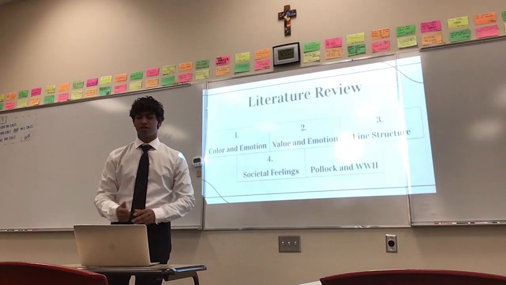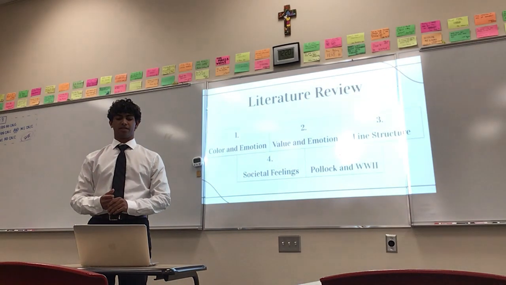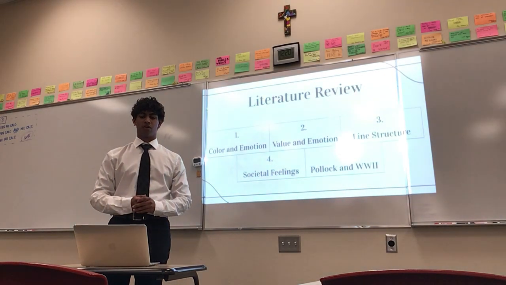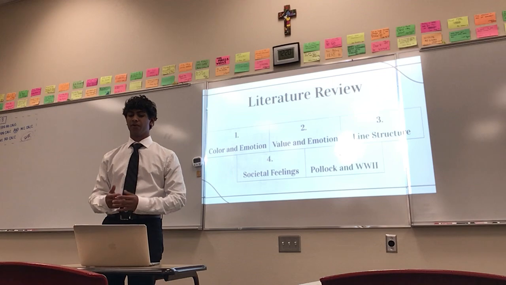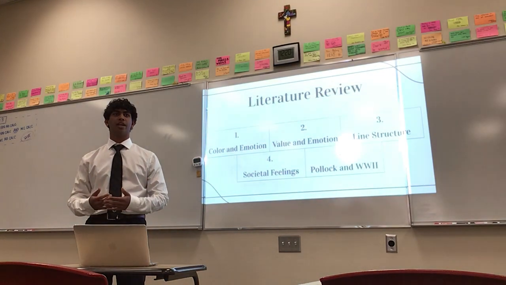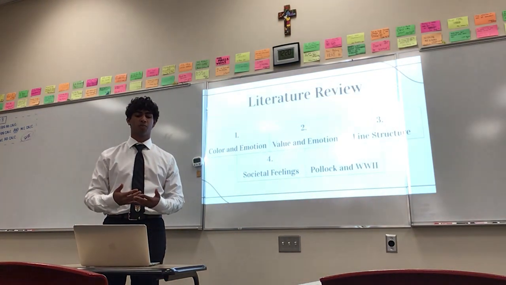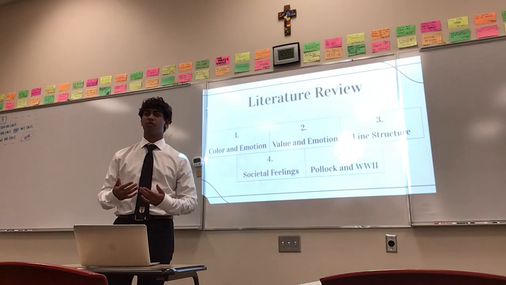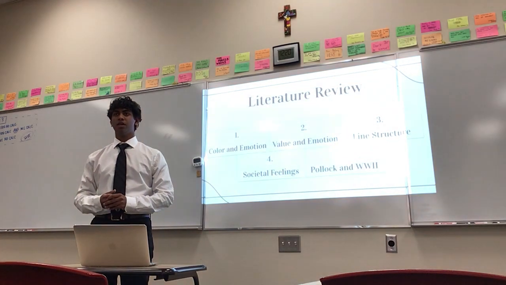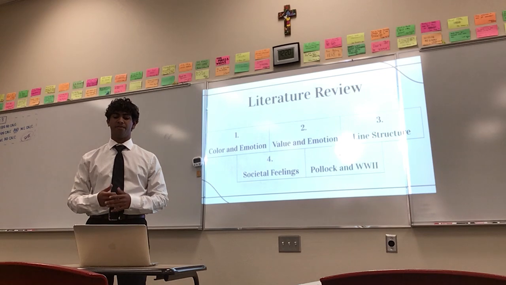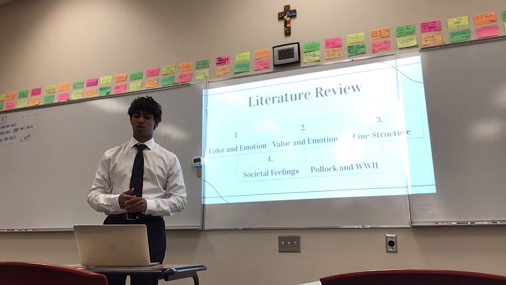So for my literature review, I have 5 main things. My first will go over color and emotion. My second will go over value and emotion. My third will go over line structure and how different people have interpreted it. My fourth will be the societal feelings of World War II through a literary analysis. And then my final will be Jackson Pollock and World War II itself.